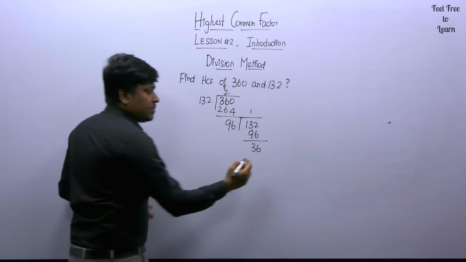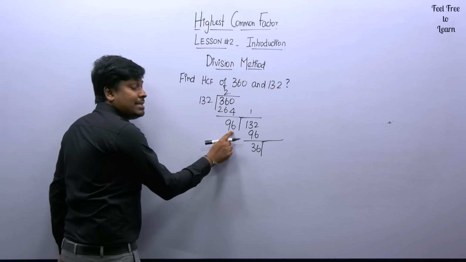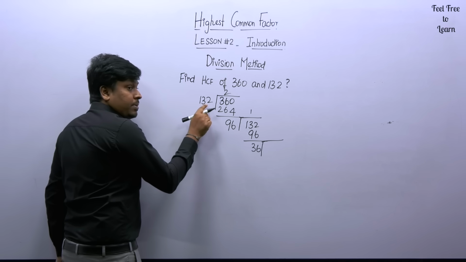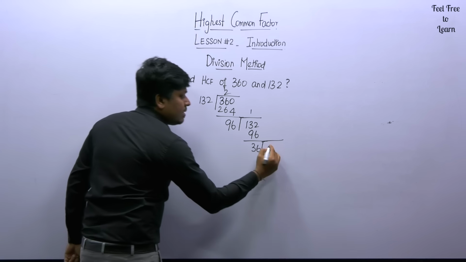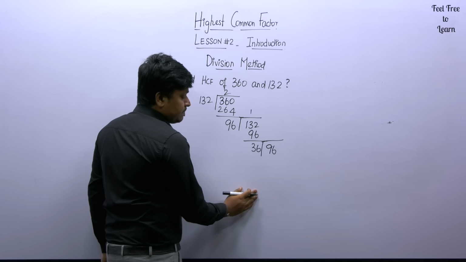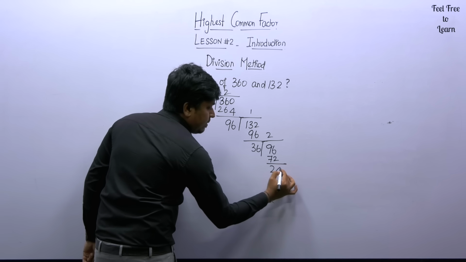We have to continue the process. So next step, you have to divide the previous iteration, that is you should not take 132. You should take the previous divisor of this division, that is 96. So divide by 96, right? 2 times 72. So this will be 24.